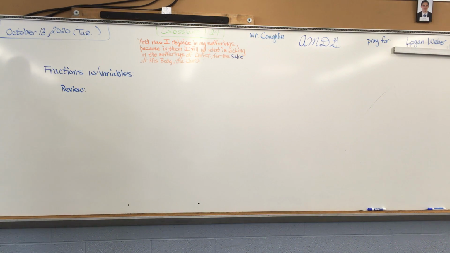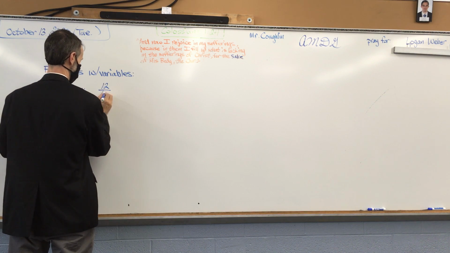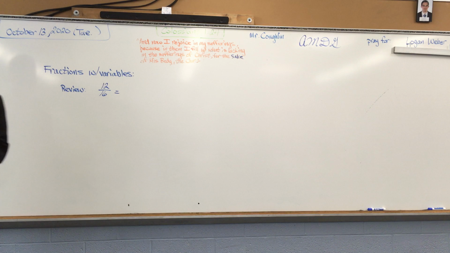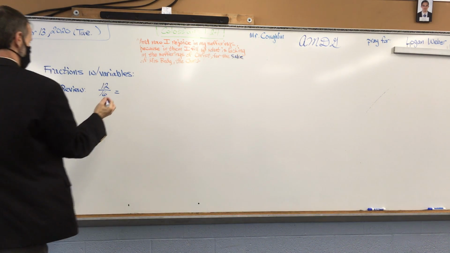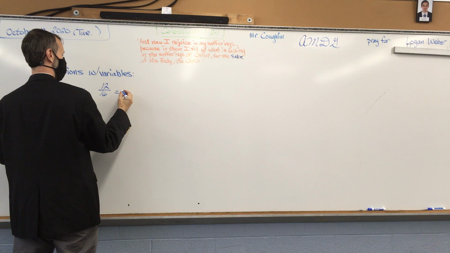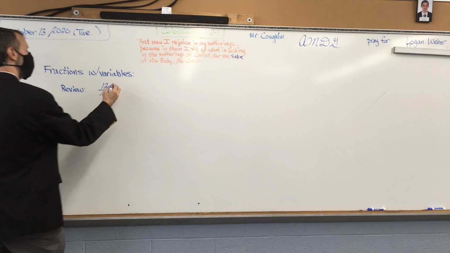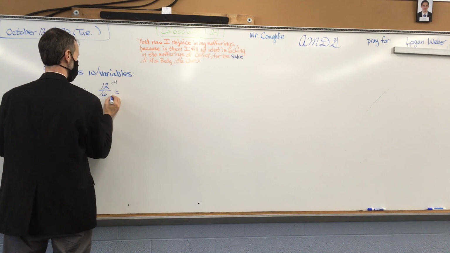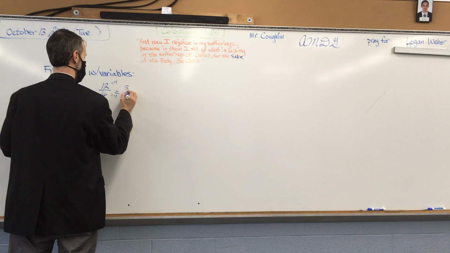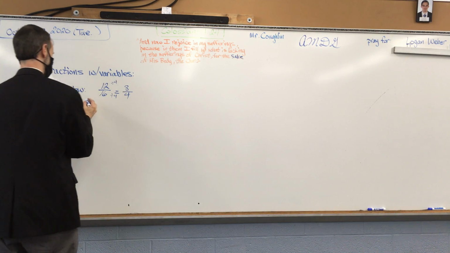if we did fractions without variables, for example, 12 over 16, can somebody reduce that for me? What's 12 over 16? 3 over 4. Good. What number goes into both of them? 4. So you divide top and bottom by 4, and you have 3 over 4. Does that make sense?